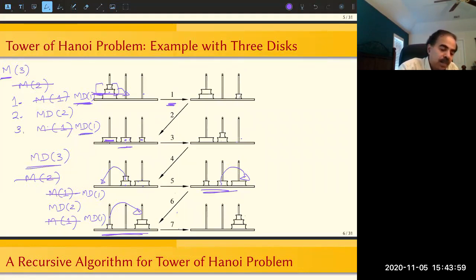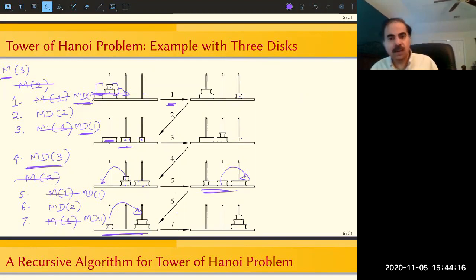And then moving disk 3, right? Which is the fourth step here, right? And then this is the fifth step, sixth step, and seventh step, right? So if we go through our algorithm and follow it step by step, we will get exactly the steps that are shown in this sequence.